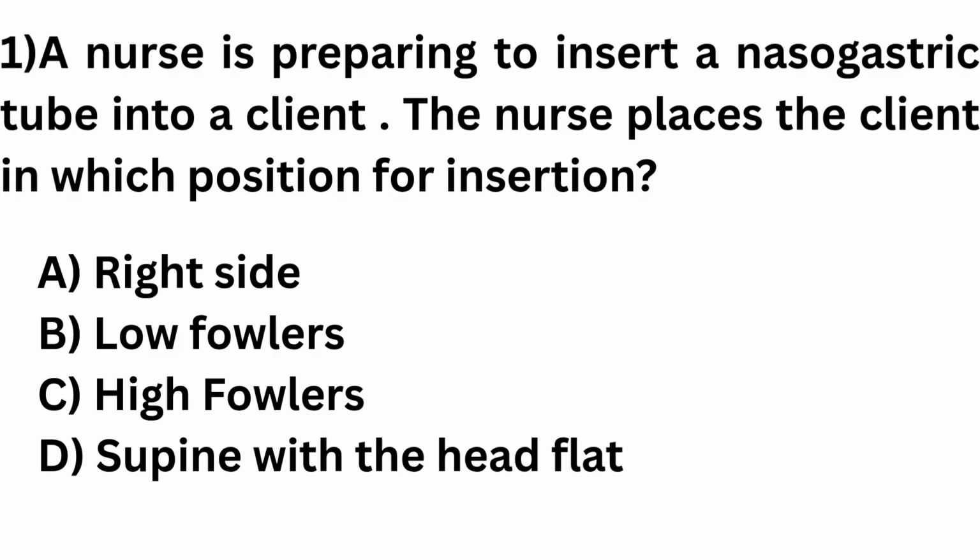A nurse is preparing to insert a nasogastric tube into a client. The nurse places the client in which position for insertion? A. Right side. B. Low Fowlers. C. High Fowlers. D. Supine with the head flat.